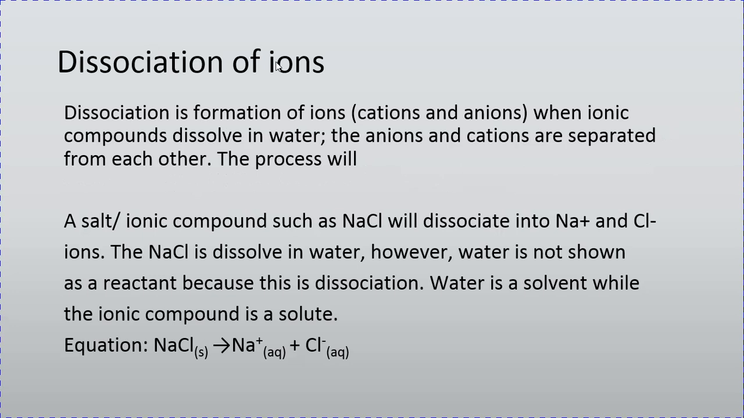Dissociation of ions. Dissociation is the formation of ions, meaning cations and anions. When ionic compounds dissolve in water, the anions and cations are separated from each other. An ionic compound such as sodium chloride will dissociate into sodium cations and chloride anions when dissolved in water.